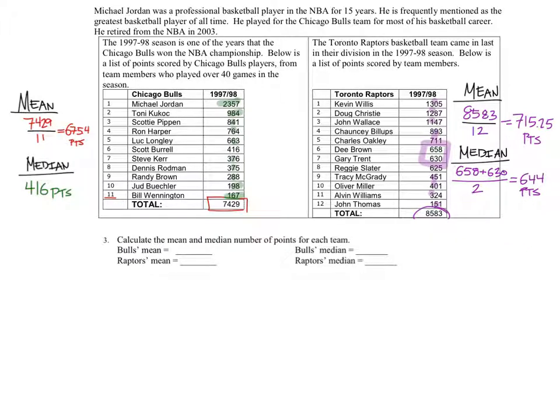We predicted that the Raptors would win, or have a higher mean, rather. So what do you guys think it is? Why do you think the Raptors stunk so bad that season when they actually scored more points on average than the Bulls? What do you guys think was the purpose of that, or why?